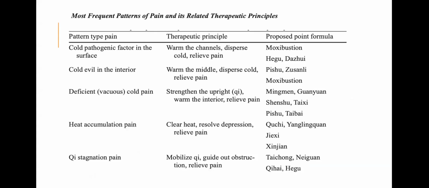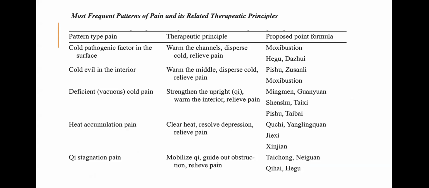Now we go to the most frequent patterns of pain and its related therapeutic principles. First we have cold pathogenic factor in the surface. The therapeutic principle here would be warm the channels, disperse cold, relieve pain. The proposed point formula: we can use moxibustion on Hegu and Dashui.